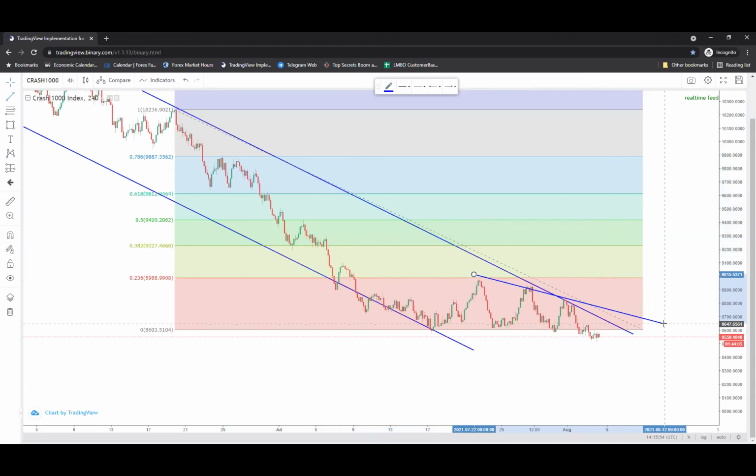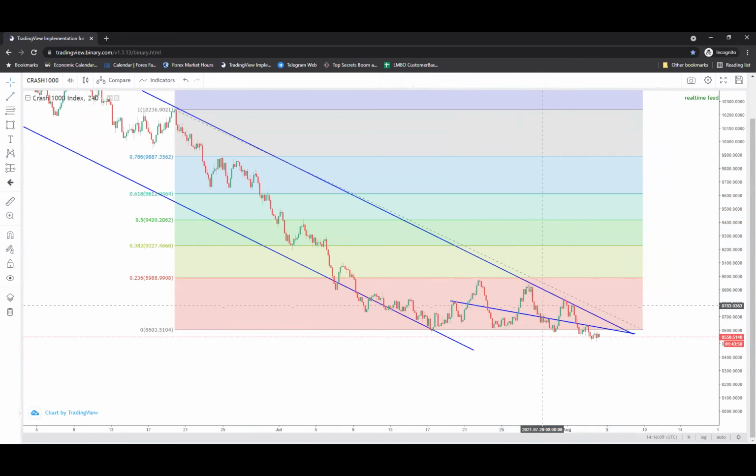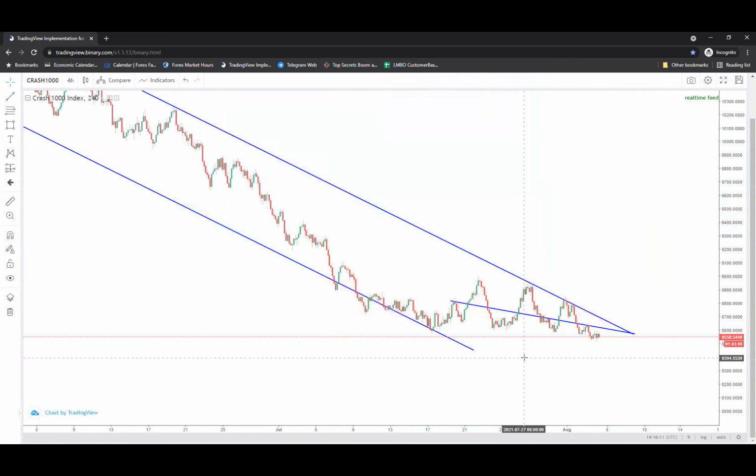Where are your entry points? These are your entry points. If you go on the 4-hour chart or even the 1-hour chart, what does it show you? If you extend this trend line, let me show you, even this trend line would work. Sometimes even within a trend line there will be a micro trend line or channel, correct? So this is the bigger trend line.